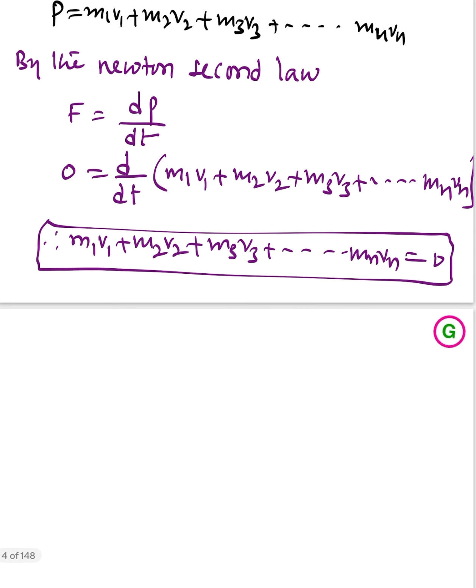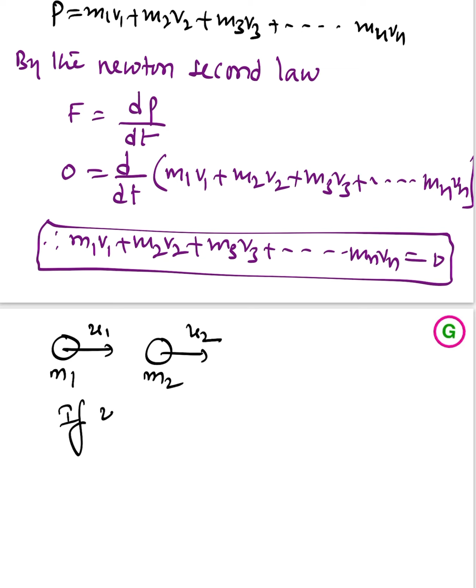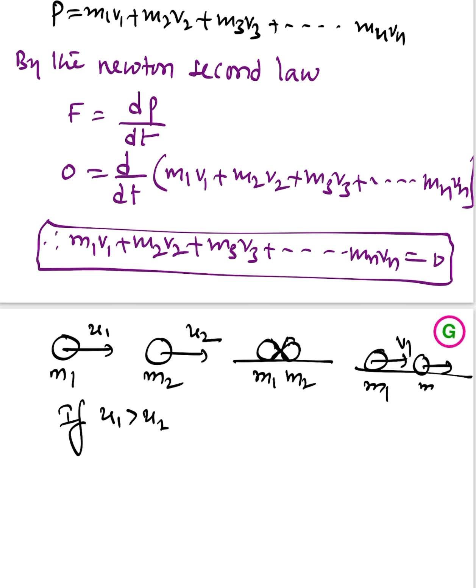There is an alternate method also. If two masses are moving on the same line, m1 moving with speed u1 and m2 moving with speed u2, and if u1 is greater than u2, after some time they will collide. After the collision, let the velocity of m1 be v1 and of m2 be v2. During the collision, let the force exerted on m1 be f1, and the force acted on m2 by m1 be f2.